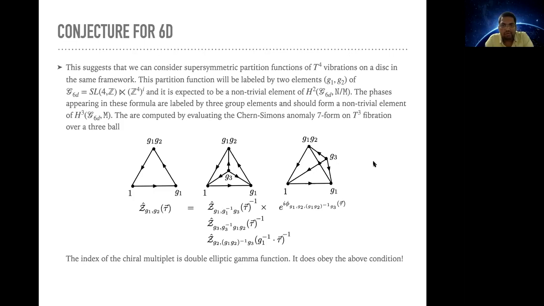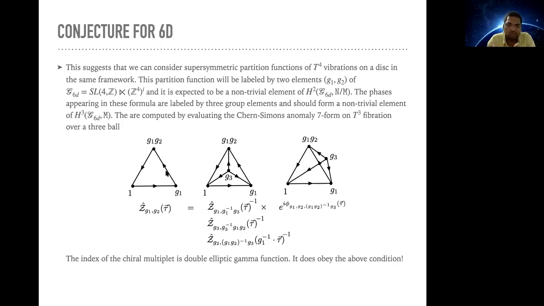And then the configuration that interpolates between them is a tetrahedron, because one face of this tetrahedron is this face, and this guy is the other boundary of the tetrahedron with this face and this face. And this now is a seven-manifold, and you compute the anomaly Chern-Simons seven-form on the T3 fibration over a three-ball, like so, and you get this. So it lets you conjecture that the six-dimensional partition function on geometry is labeled by two group elements now, which are T4 fibrations over a disk.